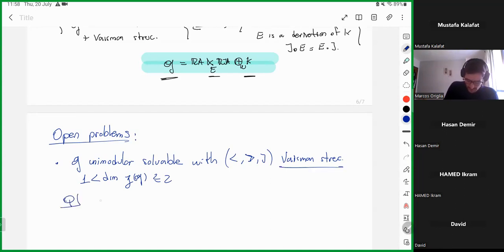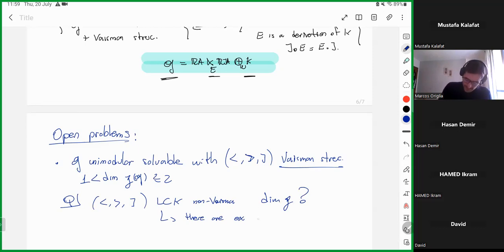So the question is, what happens if the structure is just LCK, non-Weismann? What can we say about the dimension of the center? Well, it's a very easy question, but this is still open. There are examples with trivial center. But all examples so far have dimension of the center less than or equal to 2. In general, it's not proved that the dimension of the center is bounded above by 2. So this is still open in general.